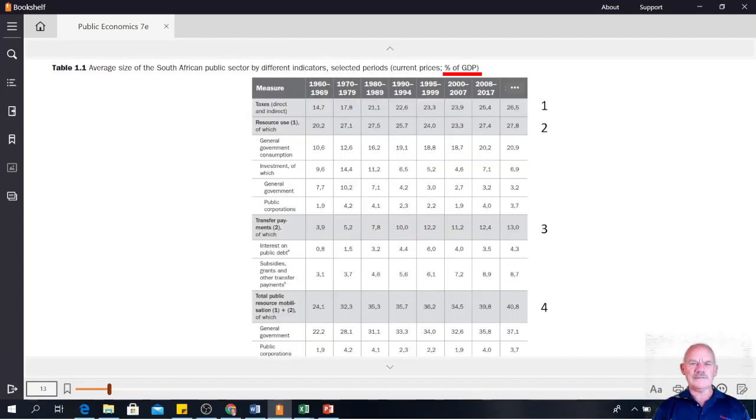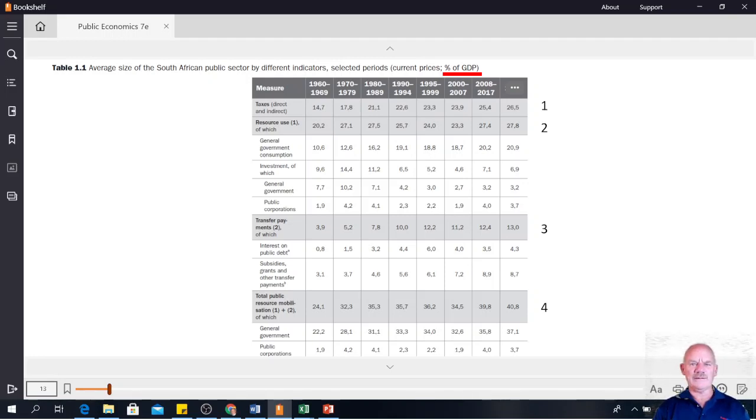Table 1.1 is very important, and I've underlined in red that all the numbers mean it's the percent of GDP. So all the numbers are not in millions of rands or so, but it means the percent of GDP in a particular decade. Now I've numbered the four blue rows because I will show you graphs of those just now so that you can see a picture.